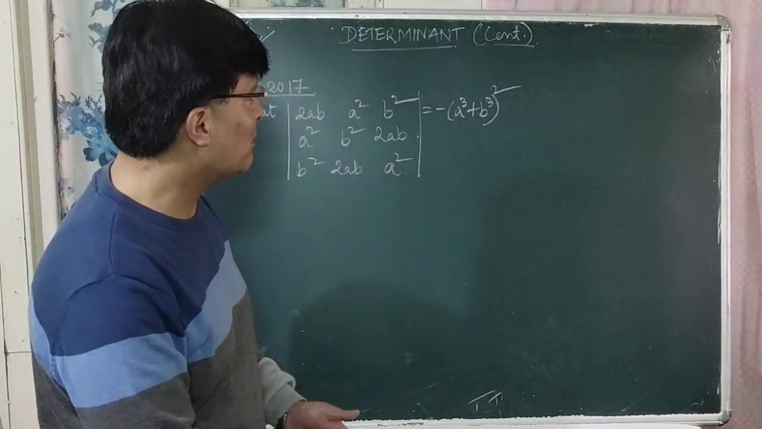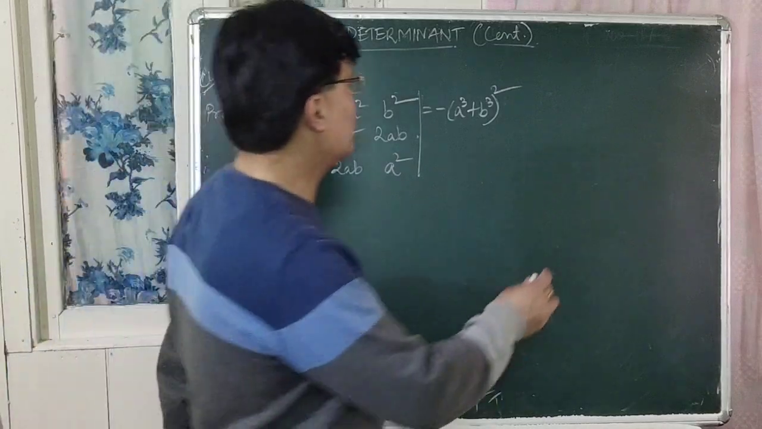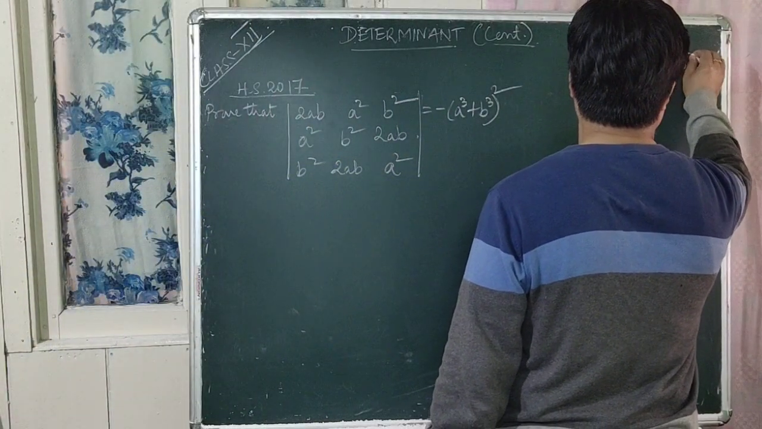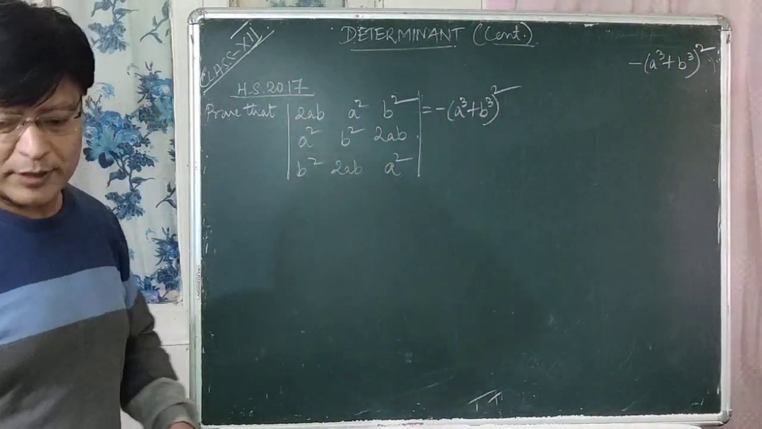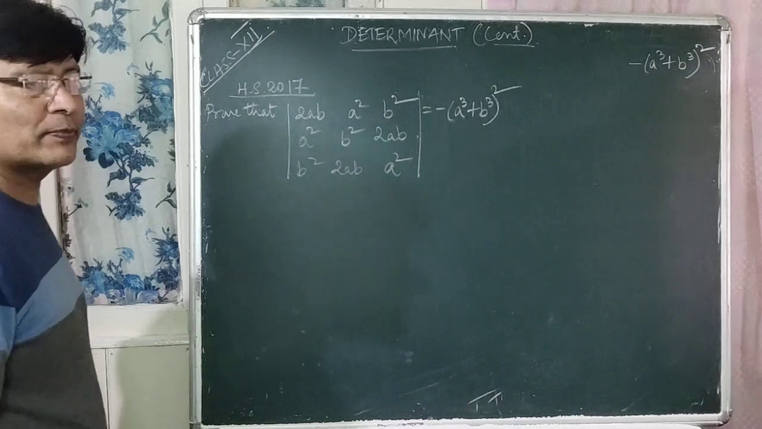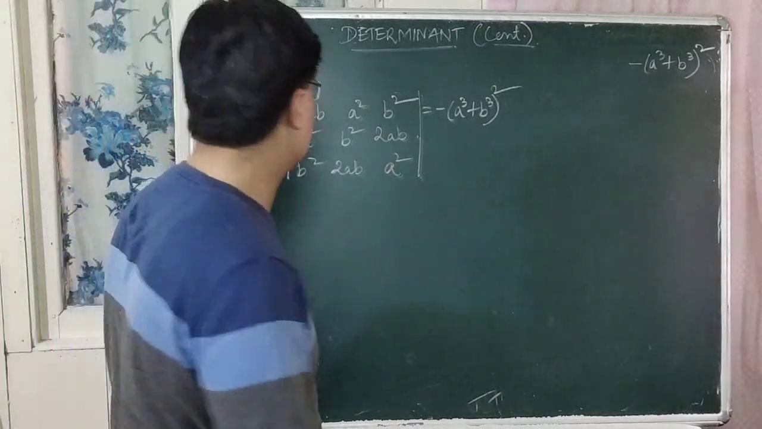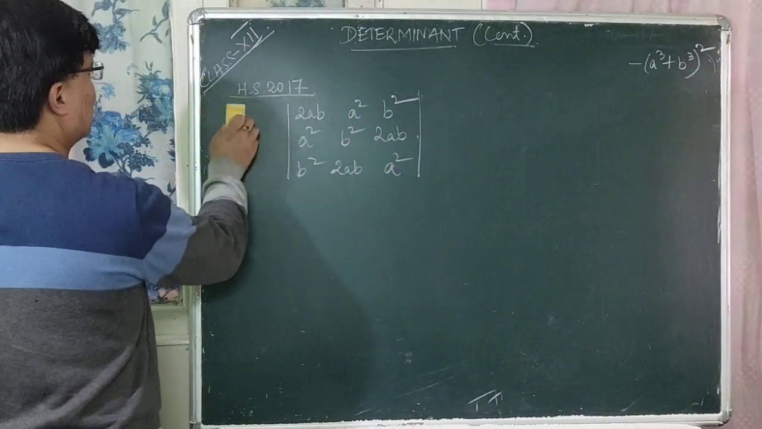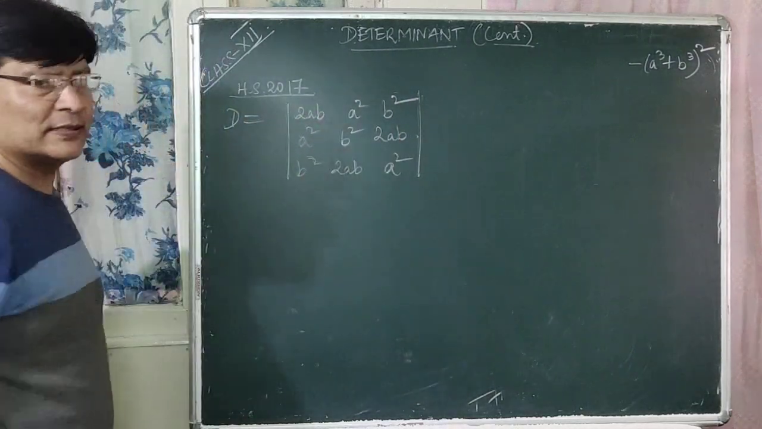You have to prove this determinant is equal to right hand side. What is right hand side here? Minus within bracket a cube plus b cube whole square. You have to prove this result, that is minus a cube plus b cube whole square, right? So let's prove this right hand side. So let us write down this left hand side again. Write it once again, that is d is equal to this left hand side determinant.